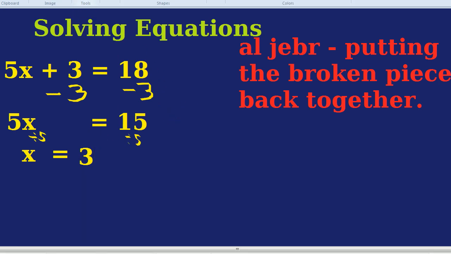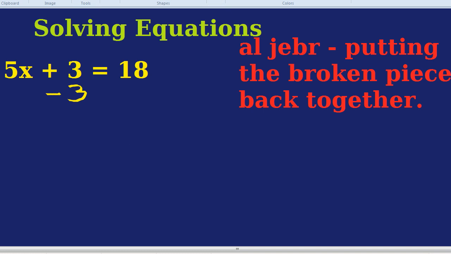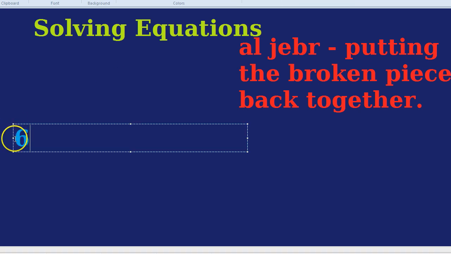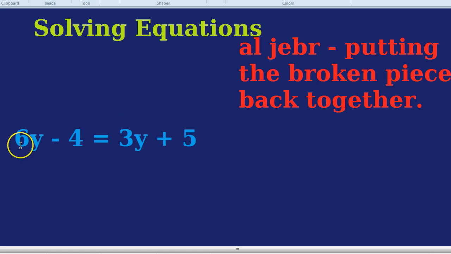Let's try a harder equation. This time one where there are unknowns on both sides of the equals sign. For example, if we had 6y take away 4 equals 3y add 5. Notice how we have unknowns on both sides, so it's more complicated.